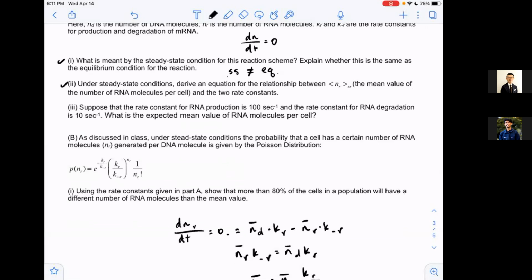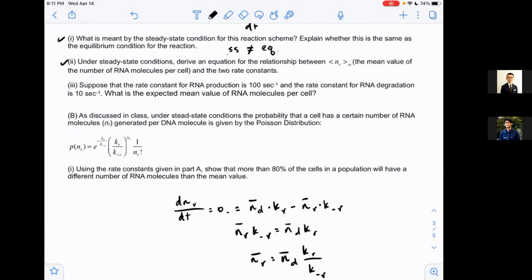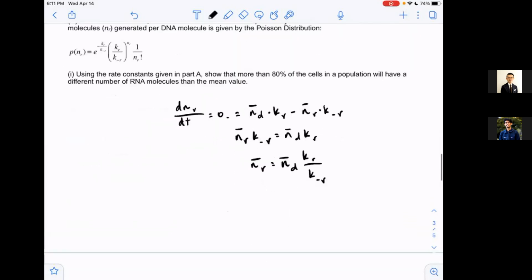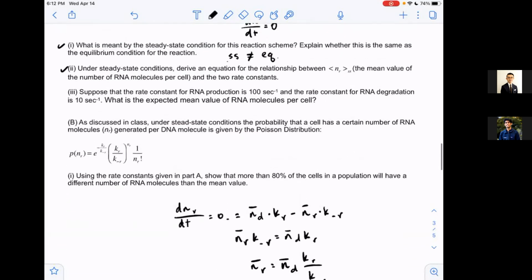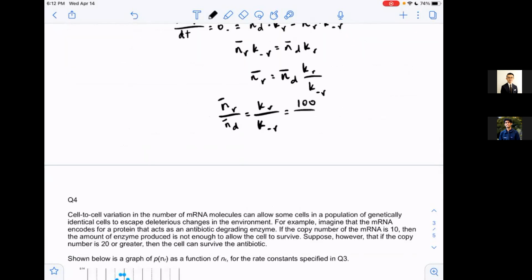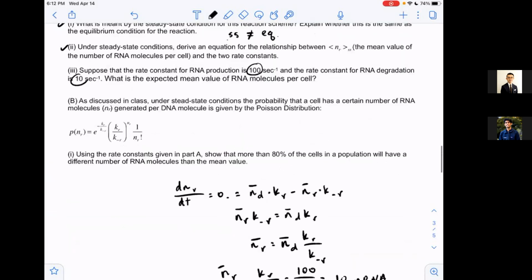Suppose that the rate constant for RNA production is 100 per second. We want to calculate the expected mean value of RNA molecules per cell. So basically, in this situation, we're looking for the ratio of RNA to DNA, which is K_R over K_negative_R. We're looking for the ratio of the averages under a fixed DNA condition. So we just plug in our numbers here, 1 times 100 over 10 gives us 10 RNA molecules, or mRNA.